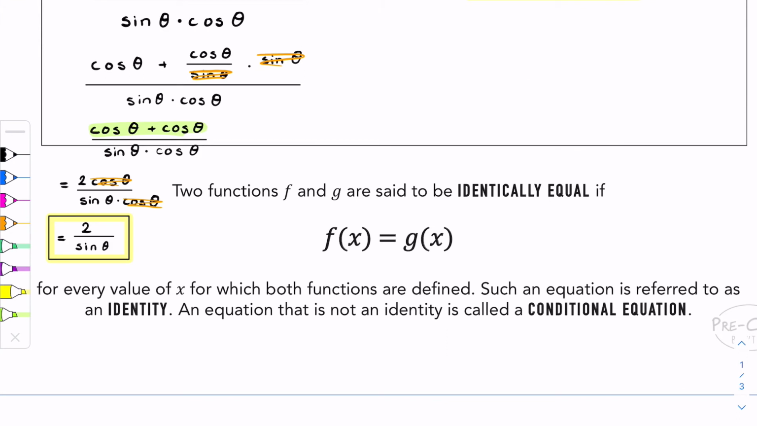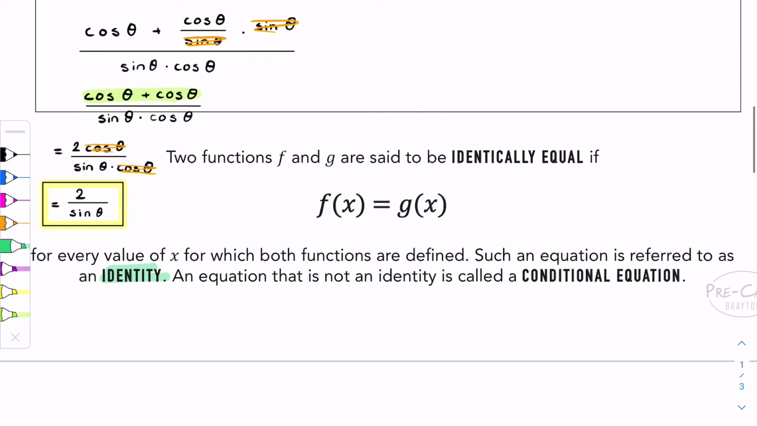Right here, I just have a little note for you. It says two functions, f and g, are said to be identically equal if f of x is equal to g of x, and vice versa. You can obviously switch those. So for every value of x for which both functions are defined, such an equation is referred to as an identity. An equation that is not an identity is called a conditional equation. So we will be working with identities, and if by chance we cannot prove that it's an identity, then we would say it's a conditional equation.